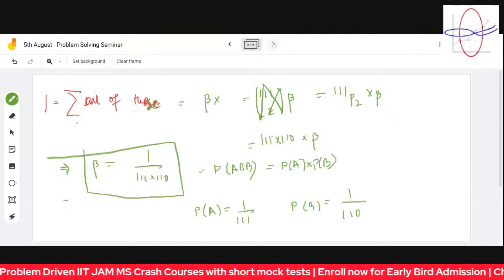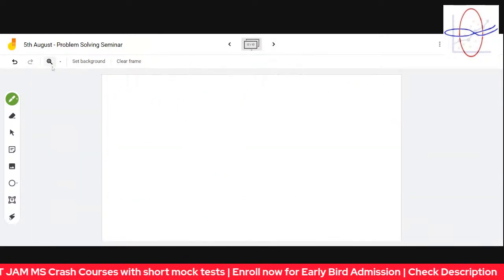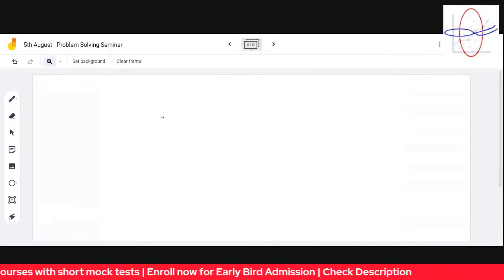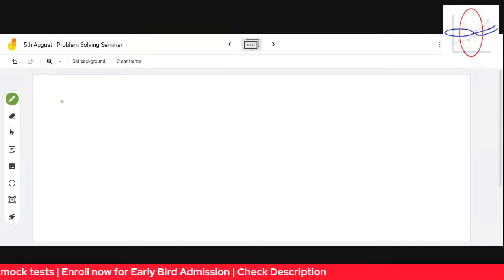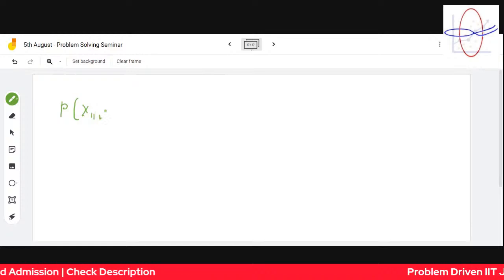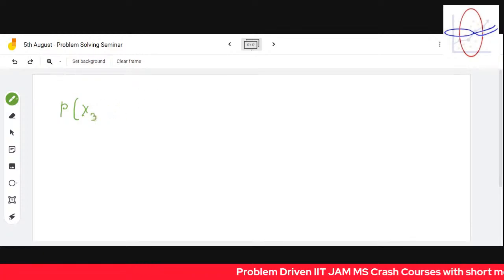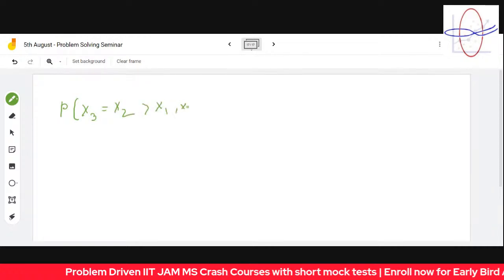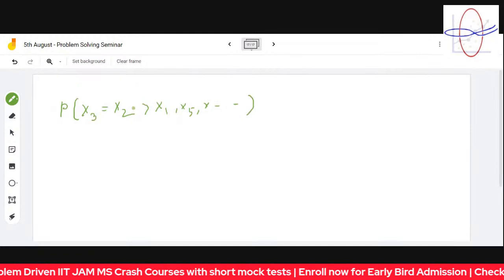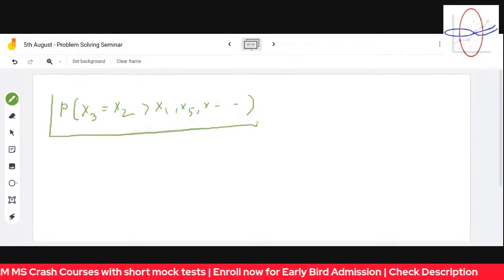Okay, so there is something, not only continuous, I need to idea, but there is something I thought that you should have asked: that you could have asked me why you couldn't take the case that x3 is equal to x2 greater than x1, x5, all of them. You didn't take that case. Can you tell me why you didn't take that case?